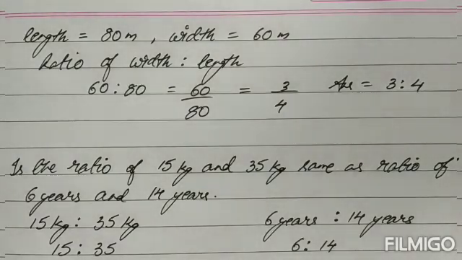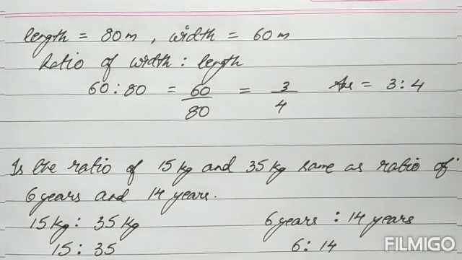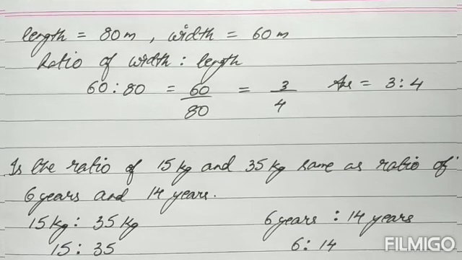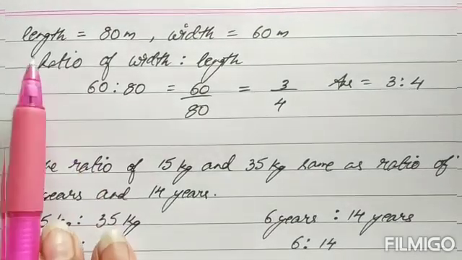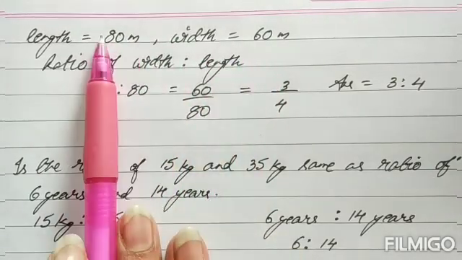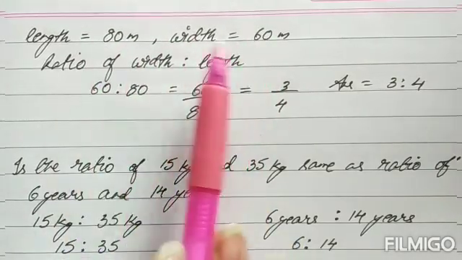Now this is the same kind of a question, but it is given in the form of a word problem. A field is 80 meter long and 60 meter wide. Find the ratio between width to length. So length is 80 meters and width is 60 meters. Both of them are given in the same unit, children. We can calculate the ratio.